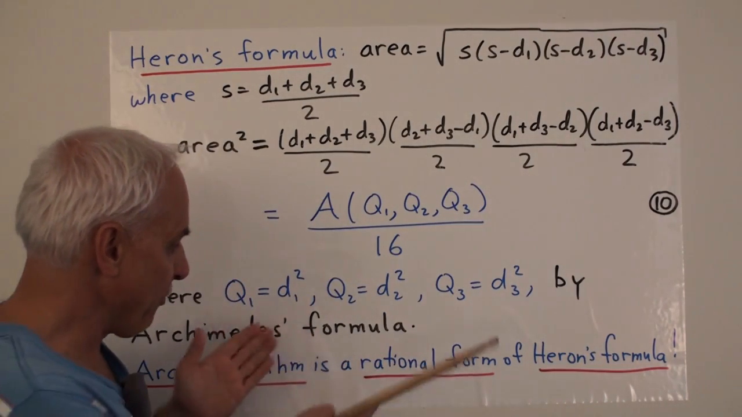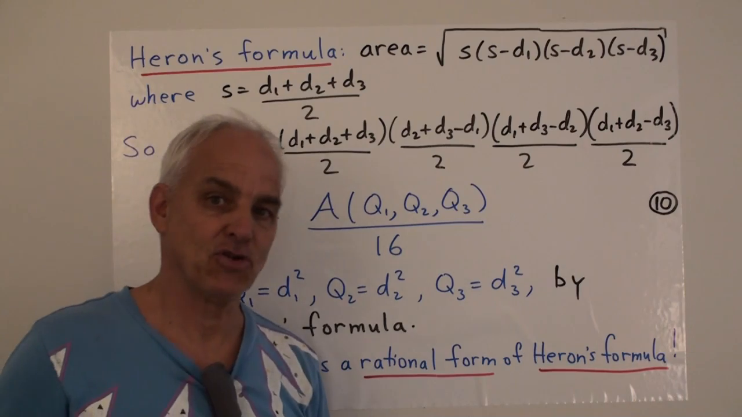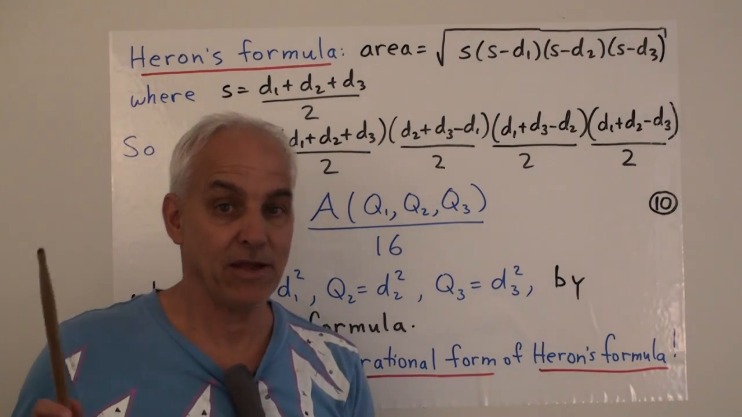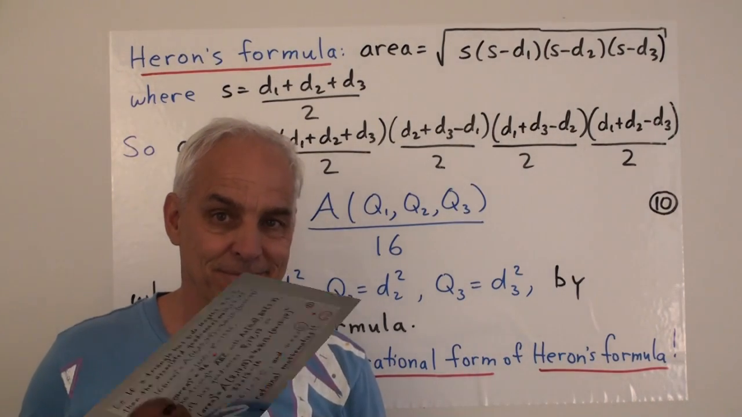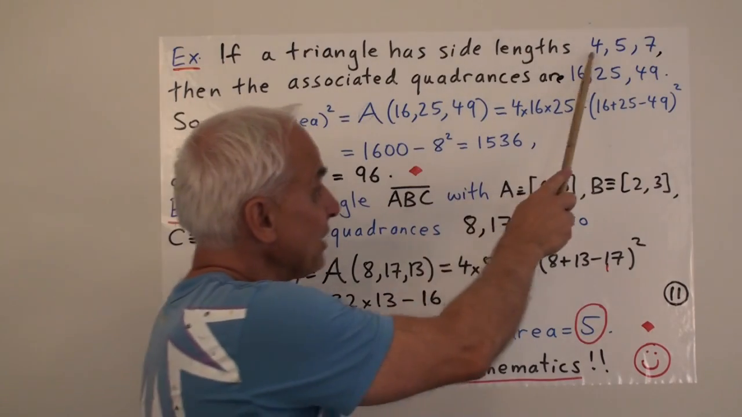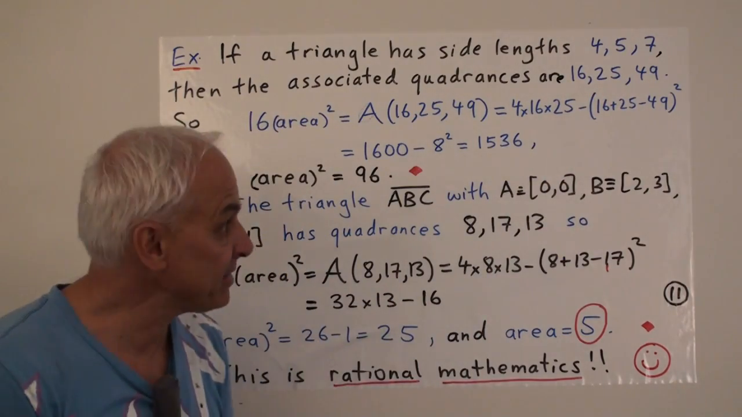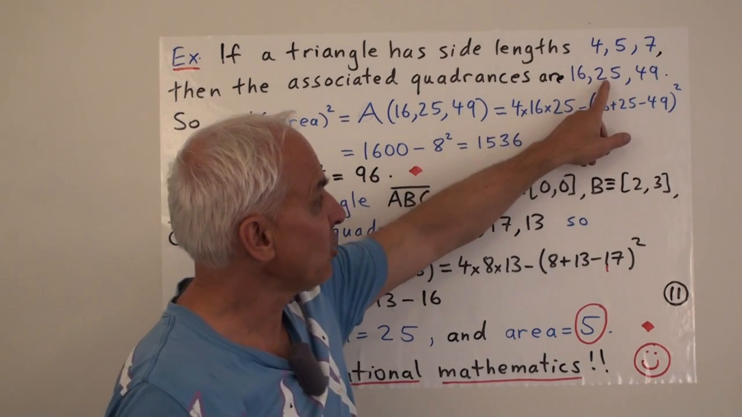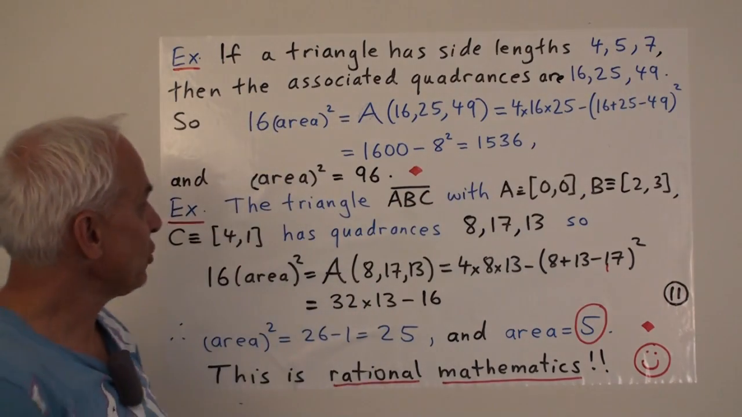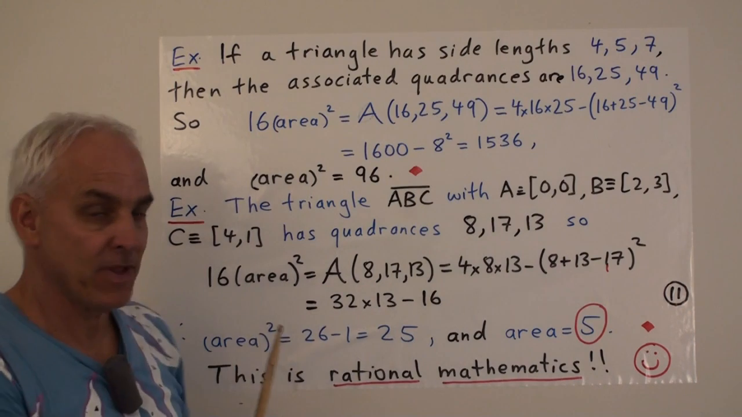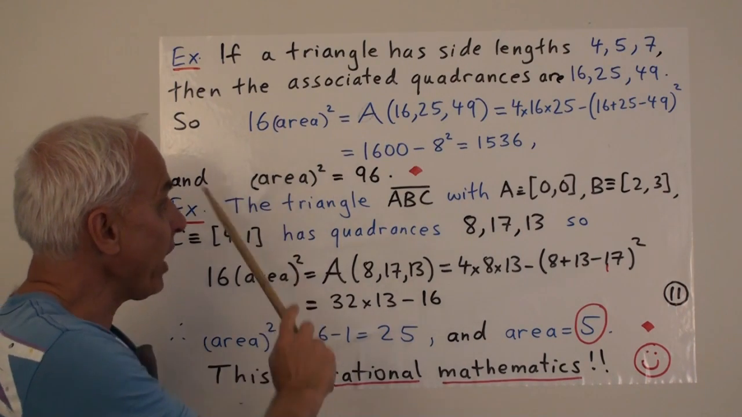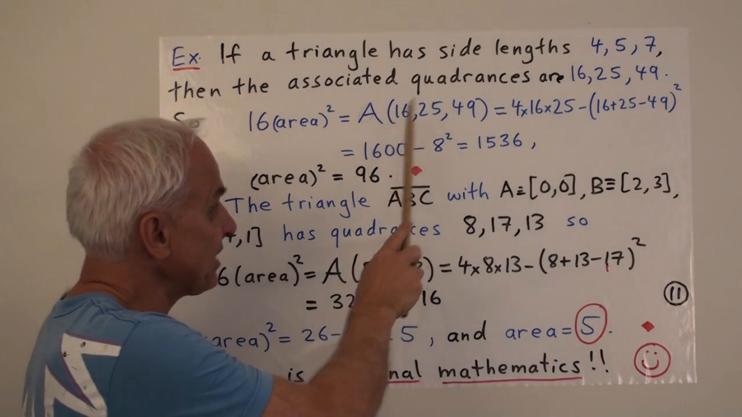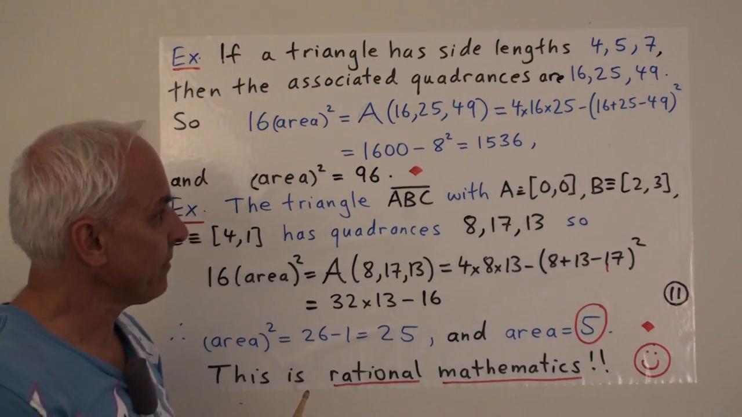So let's see how this improved rational form allows us to reconsider the examples that we looked at earlier. Let's have a look at this triangle with side lengths 4, 5, and 7 that we looked at previously. The associated quadrances will be the squares 16, 25, and 49. So according to Archimedes' theorem, 16 times the area squared is A of 16, 25, 49.